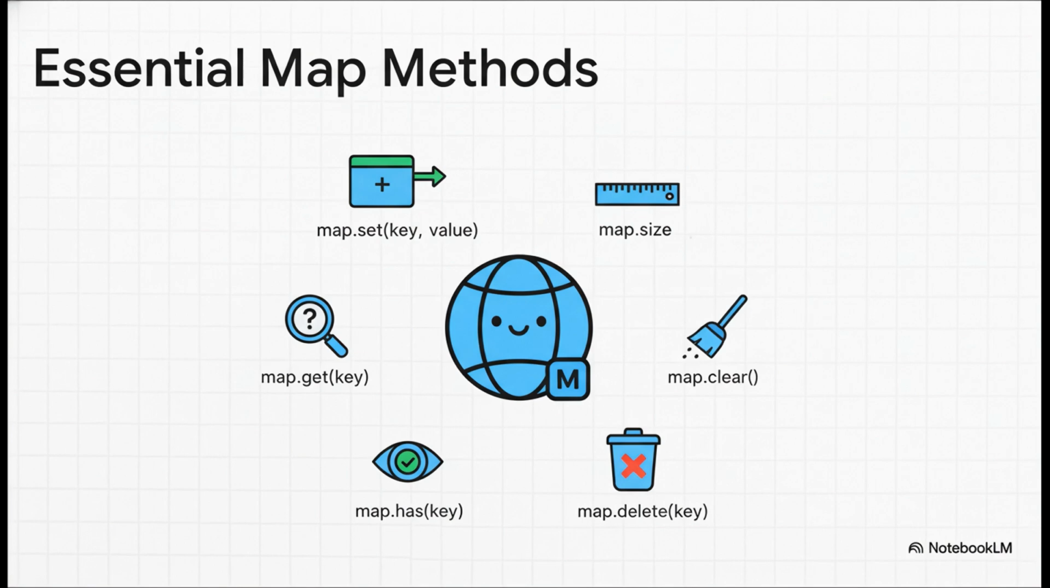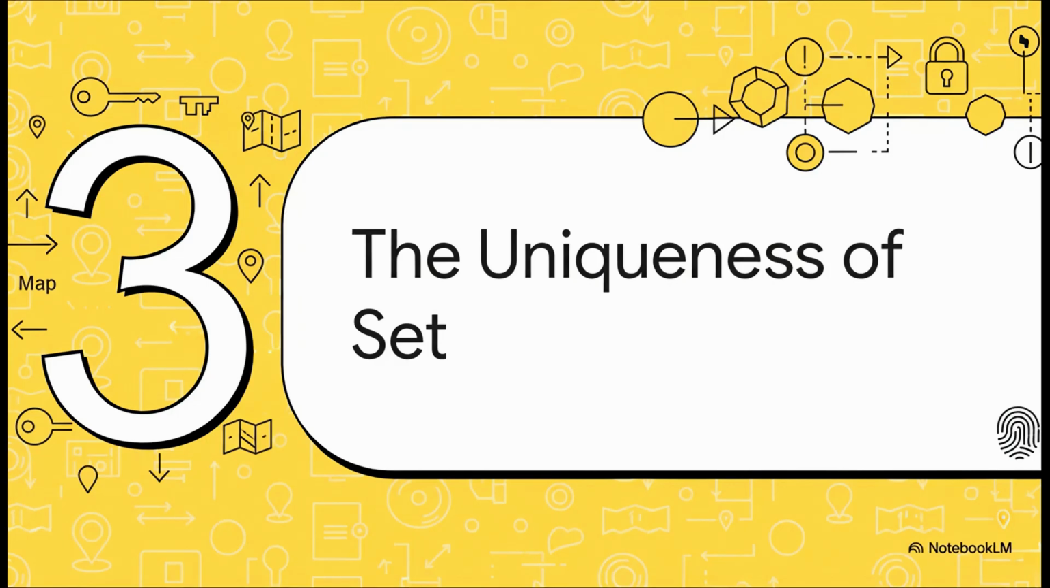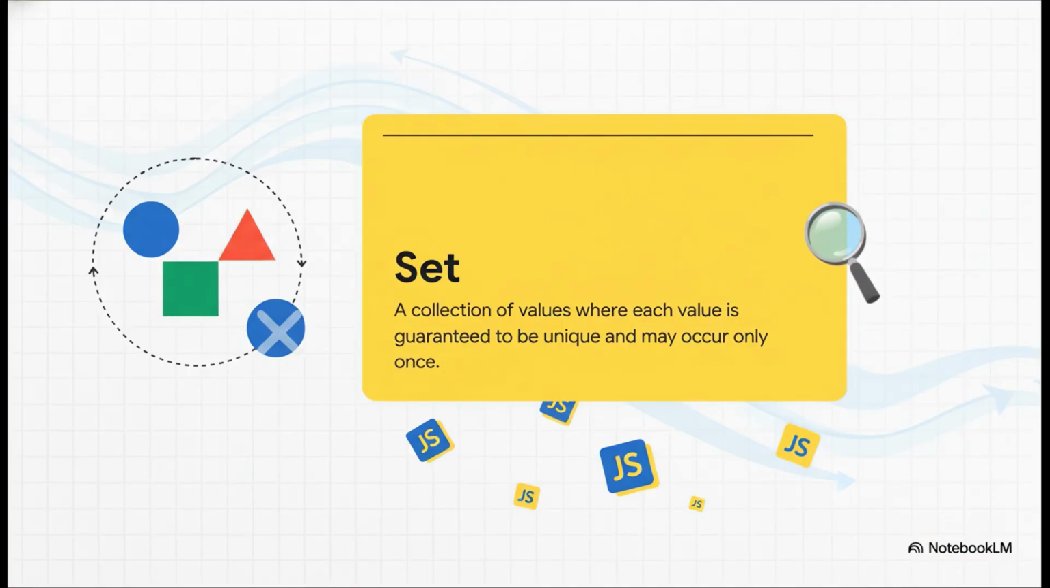It's a complete, convenient little toolkit. Now, while map is all about those flexible key value pairs, our second data structure, set, is focused on one thing and one thing only, uniqueness. So a set is basically a collection where you literally cannot have duplicates. Every single item is guaranteed to be unique.